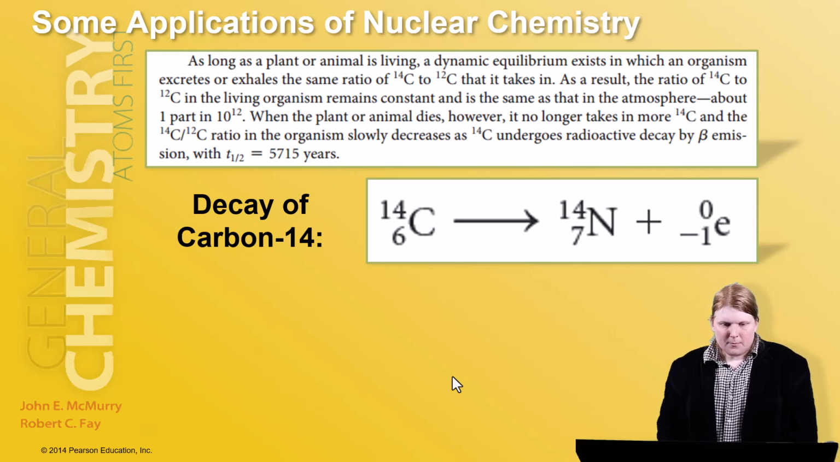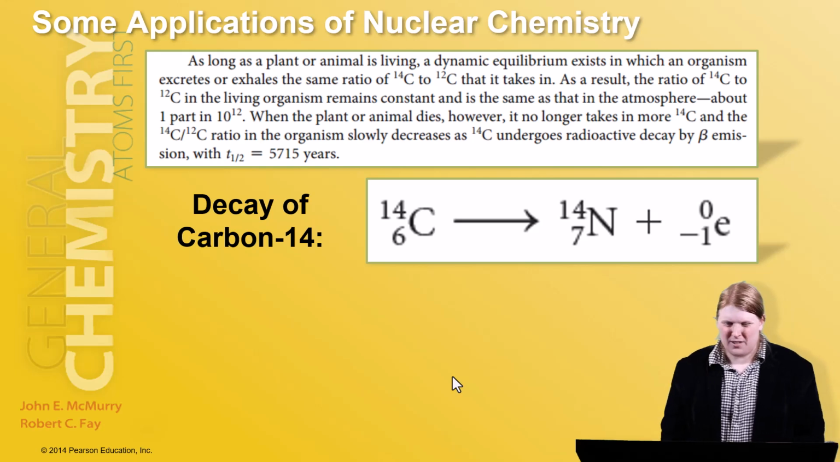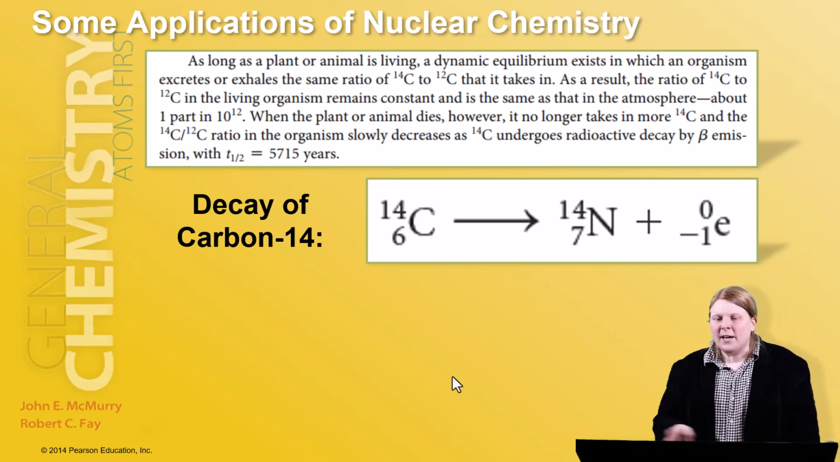Now, since this process is a function of the upper atmosphere and how much nitrogen is there, that's relatively consistent because the atmosphere is mostly nitrogen. So the creation of carbon-14, that part is relatively consistent no matter what humans have done and no matter what is going on on the planet.